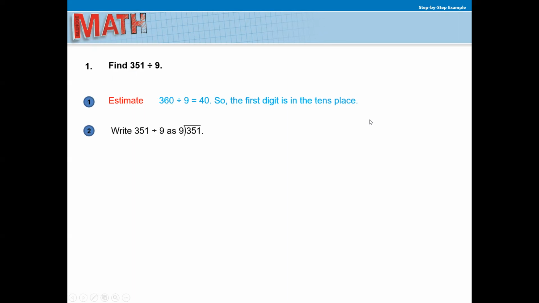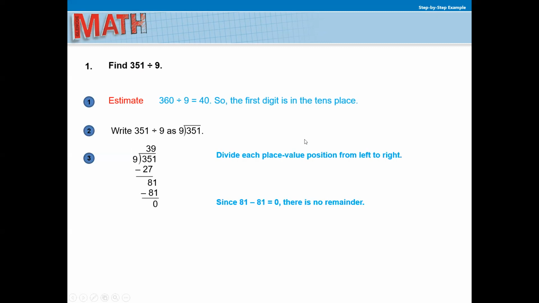Write 351 divided by 9 as 351 divided by 9. 351 divided by 9 is 39. Since 81 take away 81 is 0, there is no remainder. So 351 divided by 9 is 39. Check. Compare 39 to the estimate. 39 is approximately 40. Check.